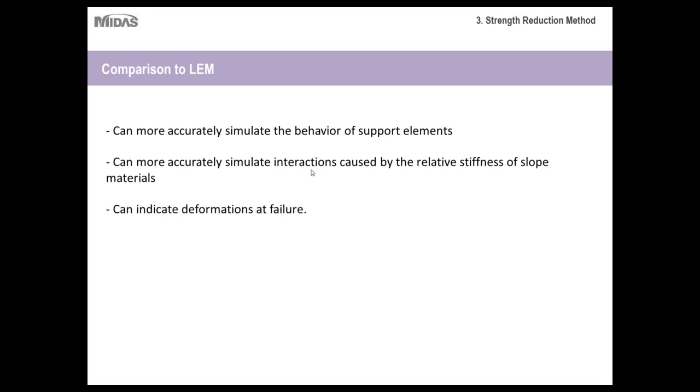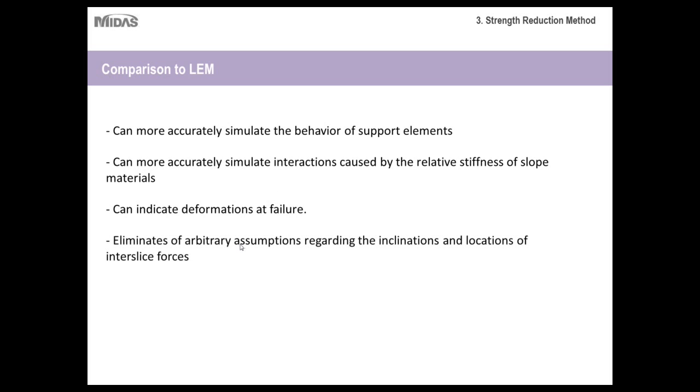It can indicate deformations at failure. So once again, if deformation is something that you really need to know for your project, then the strength reduction method is something that you would need to use, because a limit equilibrium method can only calculate your factor of safety. It can't calculate deformations.